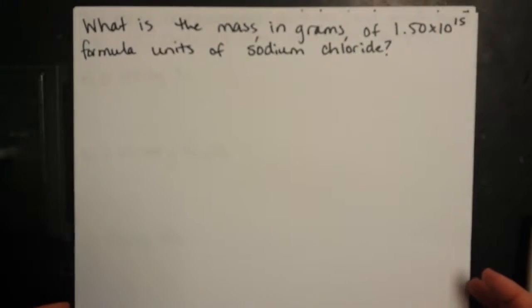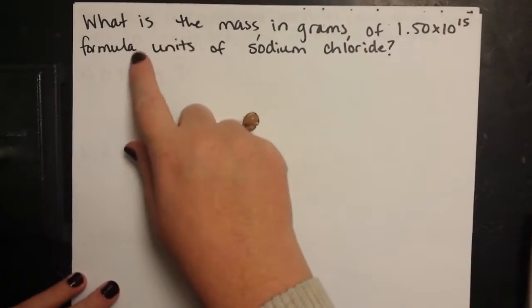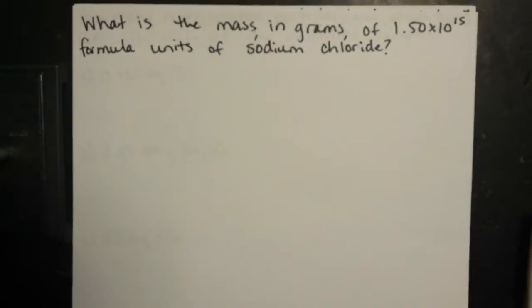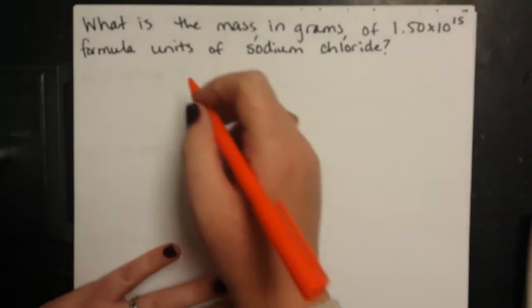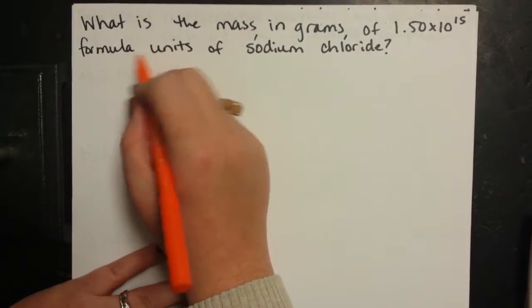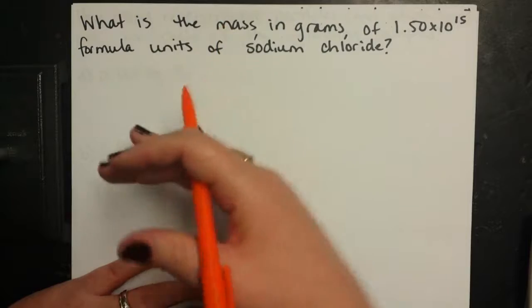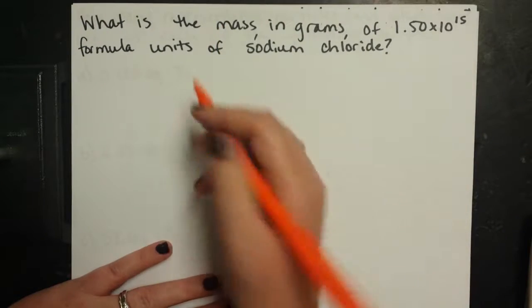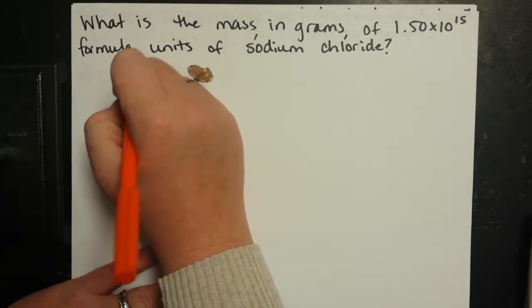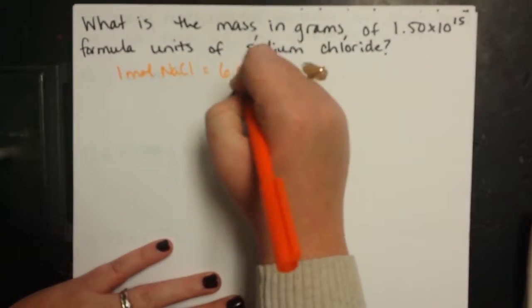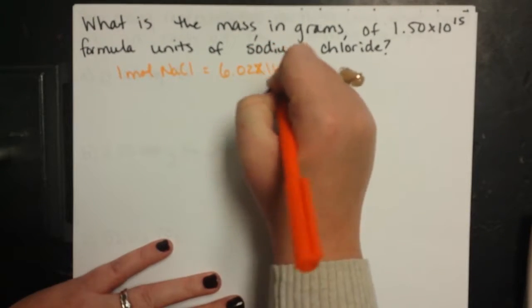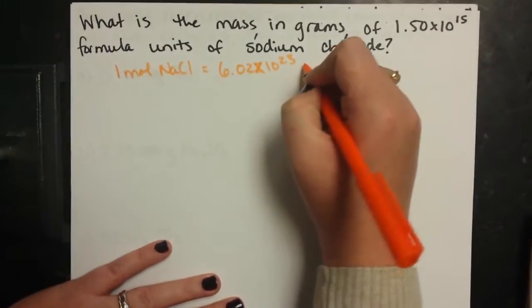Alright, here we are looking for a mass from the number of representative particles for sodium chloride. So before I start looking at other numbers, I'm going to go ahead and try to write out what information I know. I know that anytime I'm dealing with representative particles, that's going to be counted in terms of moles. So I can say that 1 mole of sodium chloride is going to be equal to Avogadro's number of sodium chloride formula units.